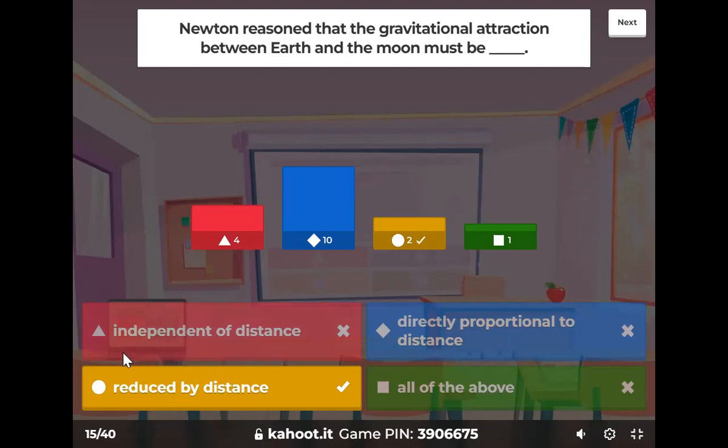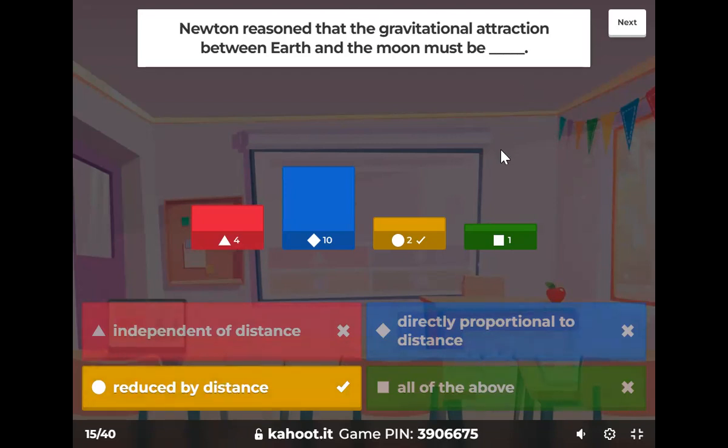Independent of distance means that it's the same force regardless of your location, which isn't quite true. The further away you get from a planet, the less gravity pull from the planet. Directly proportional means a linear relationship. So what that one literally means is when you increase the distance, the gravity force also increases. That's opposite, right? Reduced by distance is what I'm looking for.